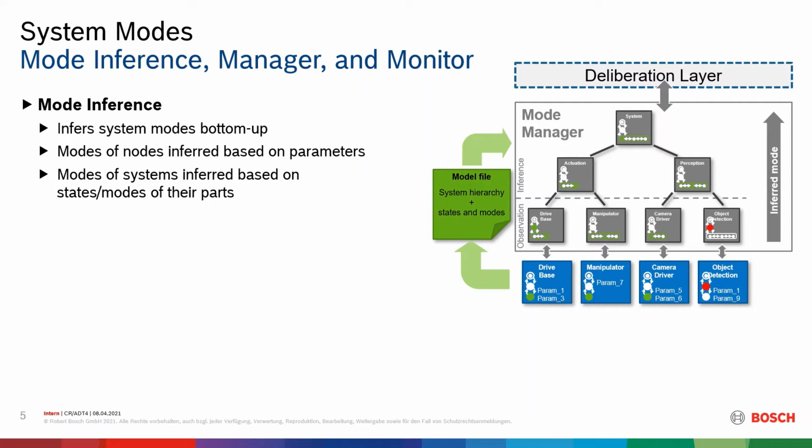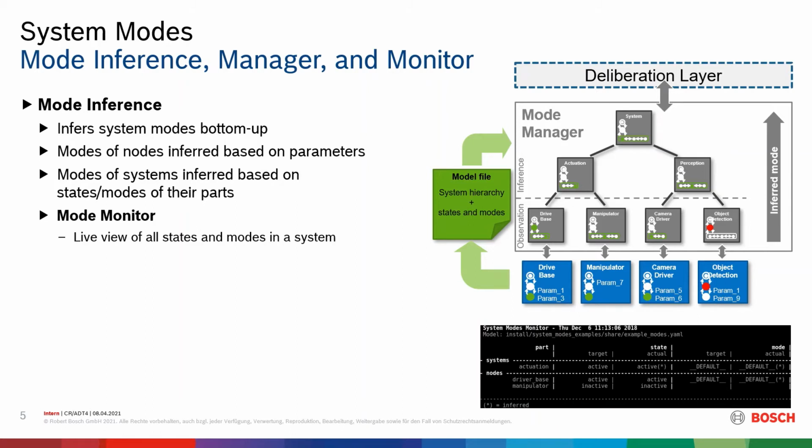In the implementation of this concept, we provide a so-called mode monitor that provides a live view of the currently inferred states and system modes of the entire system. This is, of course, the same information that is available to the deliberation layer, which now no longer needs to know the implementation details of the skill layer, the nodes, but can instead rely on the inferred knowledge of the overall system state and mode. Again, providing an easy abstraction for the deliberation layer to observe the state and mode of a system at runtime without the necessity to know the implementation details of the skill layer.